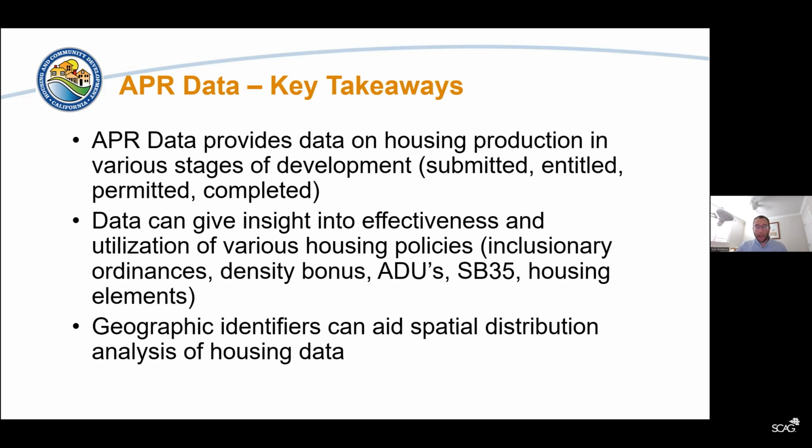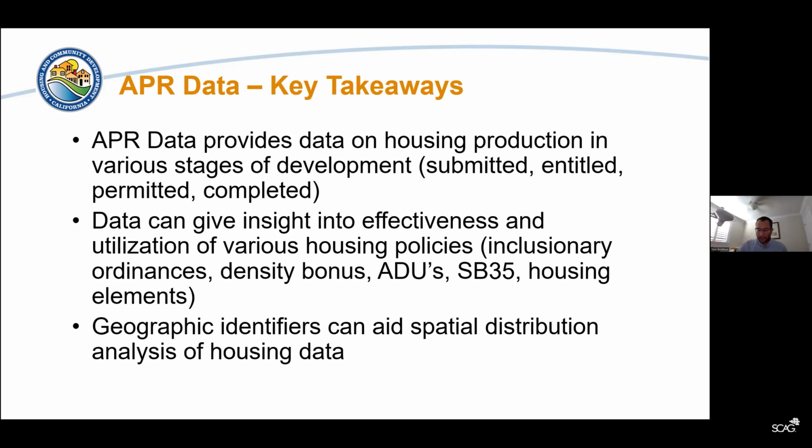The geographic identifiers that are included in the data set can be very helpful for doing analysis of the spatial distribution of housing. Where is housing being proposed? Where is housing being built? Again, that's the parcel number as well as the street address.